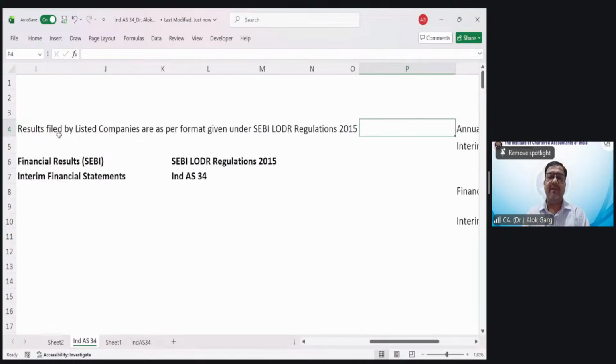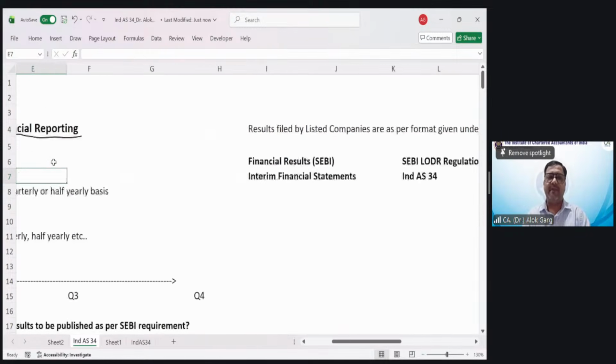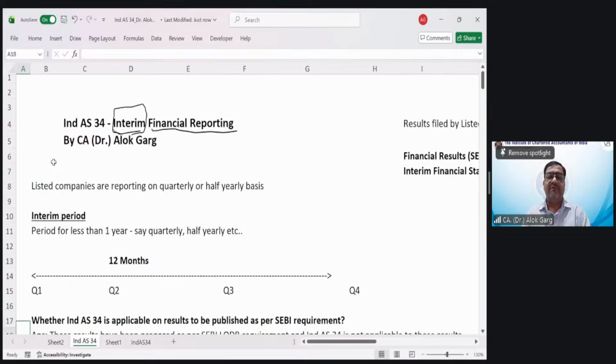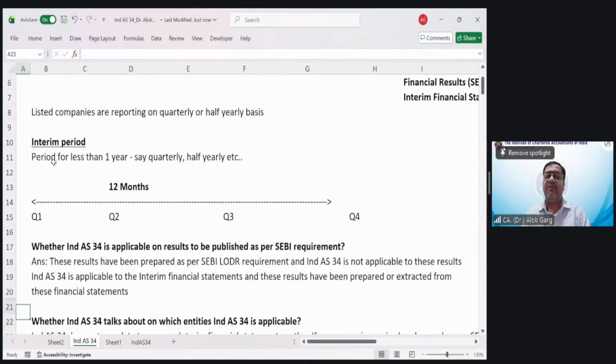So my dear friends, financial results which are filed with SEBI are as per SEBI LODR Regulations 2015. And when you prepare interim financial statements, it is applicable as per Ind AS 34. Now the question is whether Ind AS 34 is applicable on the results to be published as per the SEBI requirement.